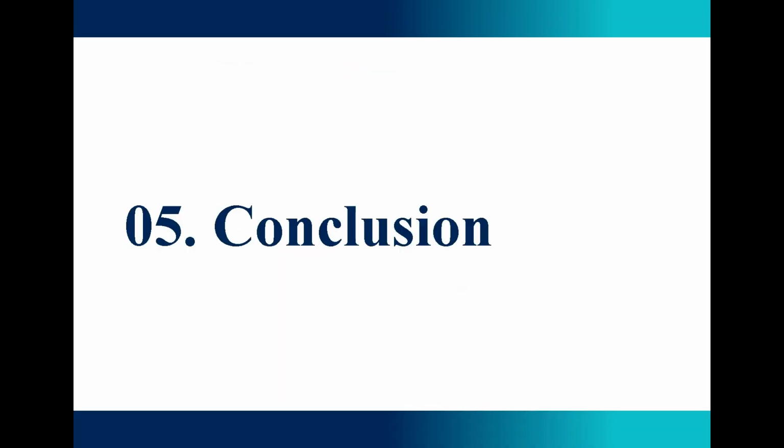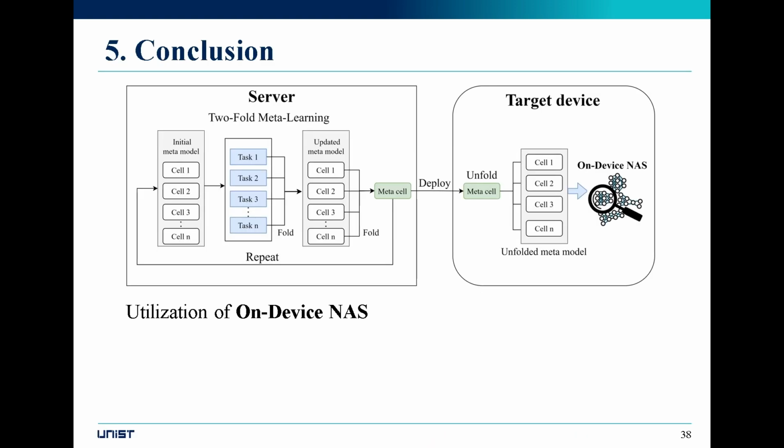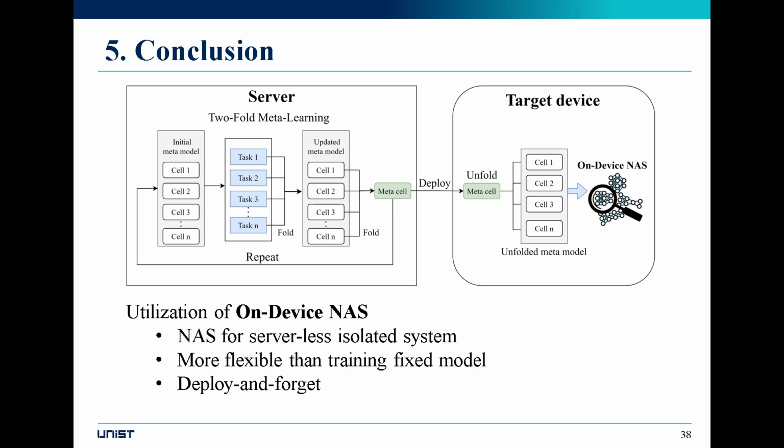Finally, we can go for our conclusion. Thanks for following along. We suggested the utilization of on-device NAS in this paper. We believe on-device NAS will be the adequate NAS for serverless isolated systems because it will obviously have more flexibility than training a fixed model. As a bright anticipation of our future, we can achieve the scheme of deploy and forget with this kind of on-device NAS, which is the dream of all embedded AI researchers.